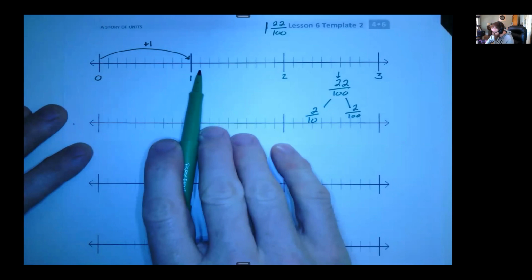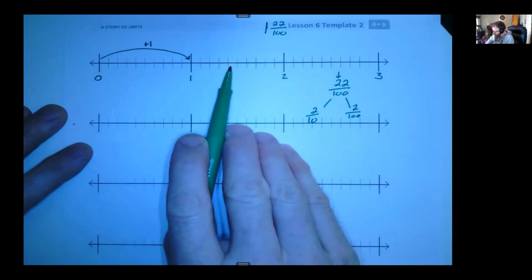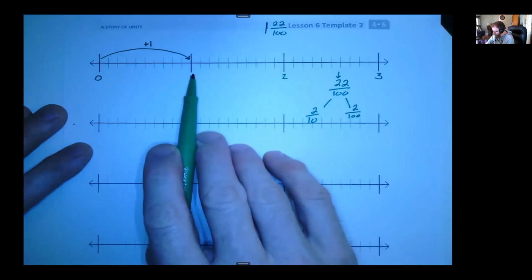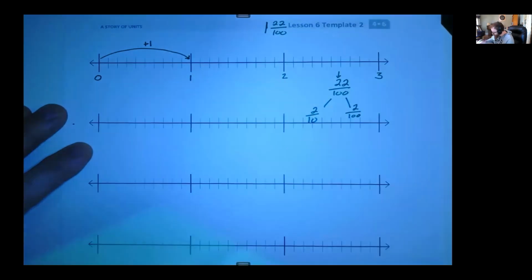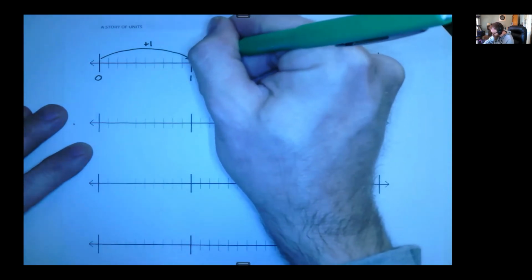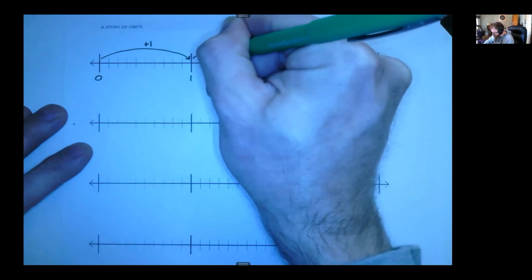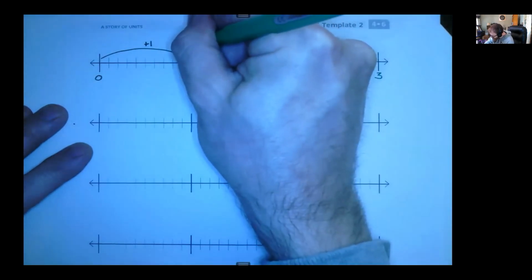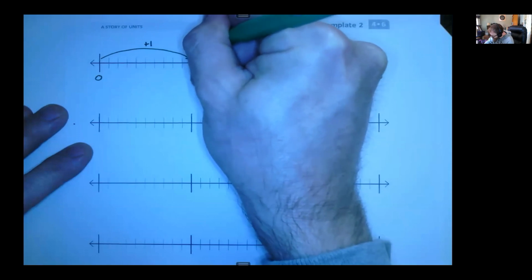Each of these lines represents 1/10 of a whole. There are 10 equal spaces between our wholes. We're going to travel 2 tenths, so that's 2 of these small lines from 1 to 1 and 2 tenths. That represents an additional 2 tenths.